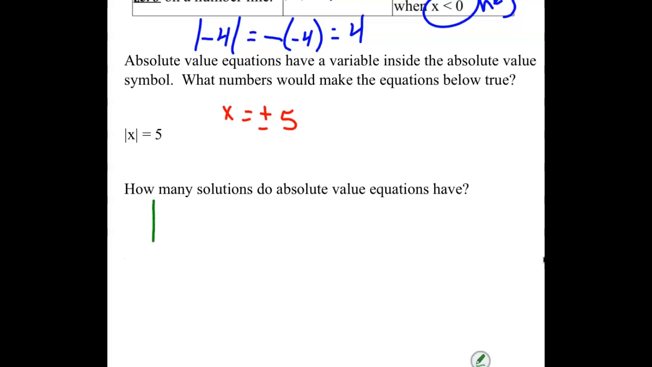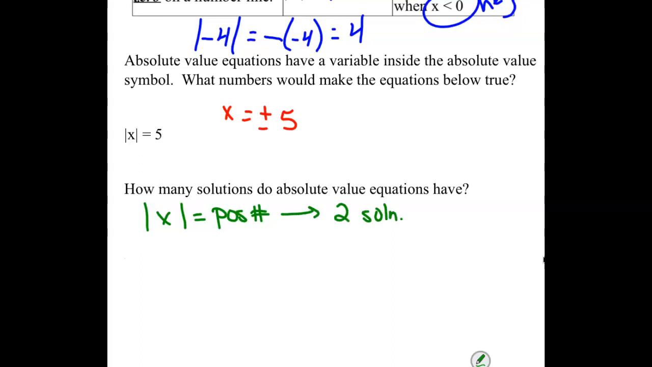If I say the absolute value of something comes out as a positive number, you're going to tell me x could be two different values, right? The value of itself or its opposite. Okay, so this led to two solutions.